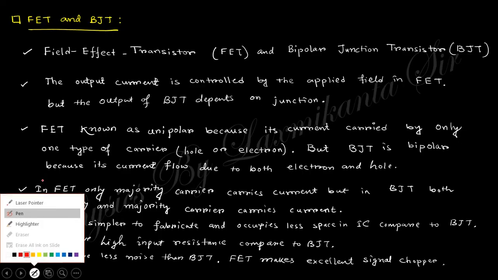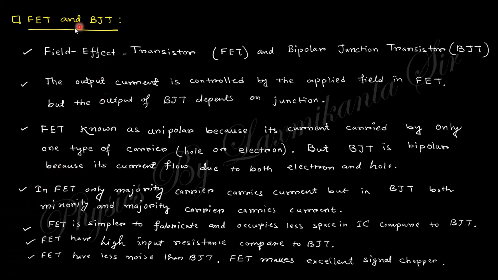First of all, we look at the basic difference between the FET, the field effect transistor, and the BJT, the bipolar junction transistor. In a field effect transistor, the output current depends on the applied field. We will learn the basic principle of operation in the upcoming slides. But for now, you know that the FET's output depends on the electric field, whereas in the BJT the output depends on the junction. That's why one is called the bipolar junction transistor and the other the field effect transistor. The name denotes the operational principle.